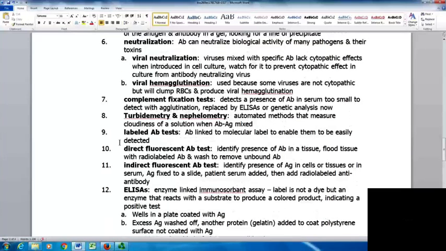With complement fixation tests, this will detect the presence of antibody in serum too small to detect with agglutination. This isn't used a whole lot anymore. It's pretty much been replaced with ELISAs or a genetic analysis now.